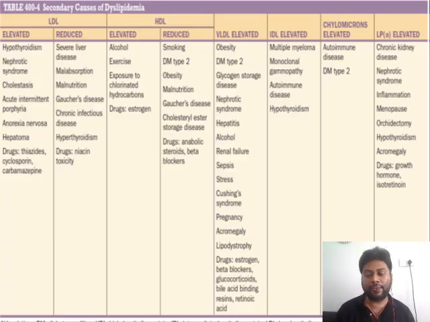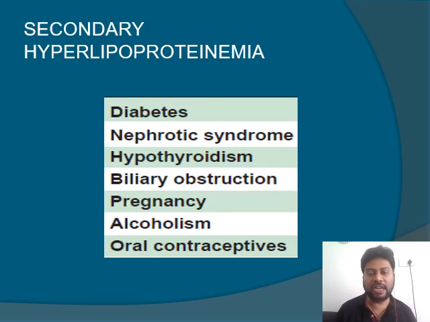Next, coming to secondary hyperlipoproteinemia, there is a very big list. Almost 50 to 100 causes are there which can lead to secondary dyslipidemia. But among those, the most common ones are diabetes mellitus, nephrotic syndrome, hypothyroidism, biliary obstruction or obstructive jaundice, pregnancy, alcoholism, and oral contraceptives. These are some of the commonest causes for secondary hyperlipoproteinemia. In all these conditions, by one reason or another, the LDL levels will be accumulating, whereas the HDL levels will be decreasing. This increased LDL and decreased HDL leads to an increased risk of atherosclerosis and myocardial infarction in all these patients.